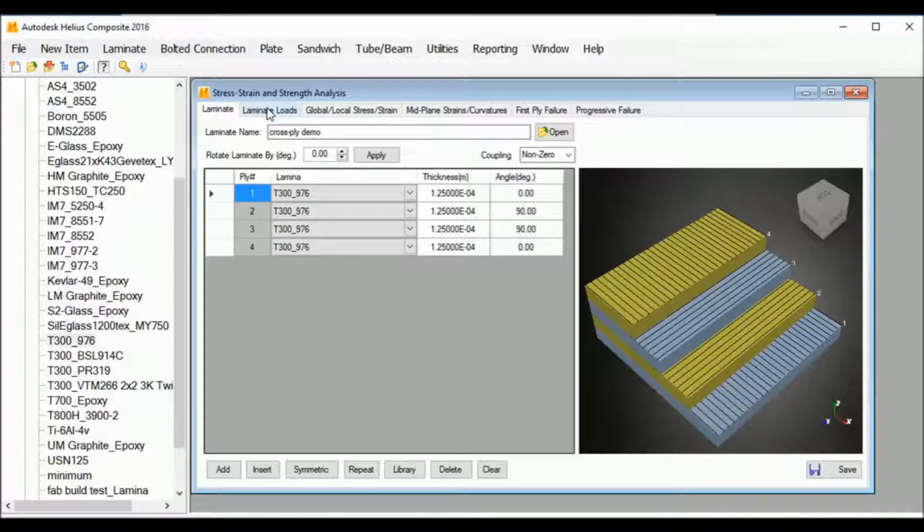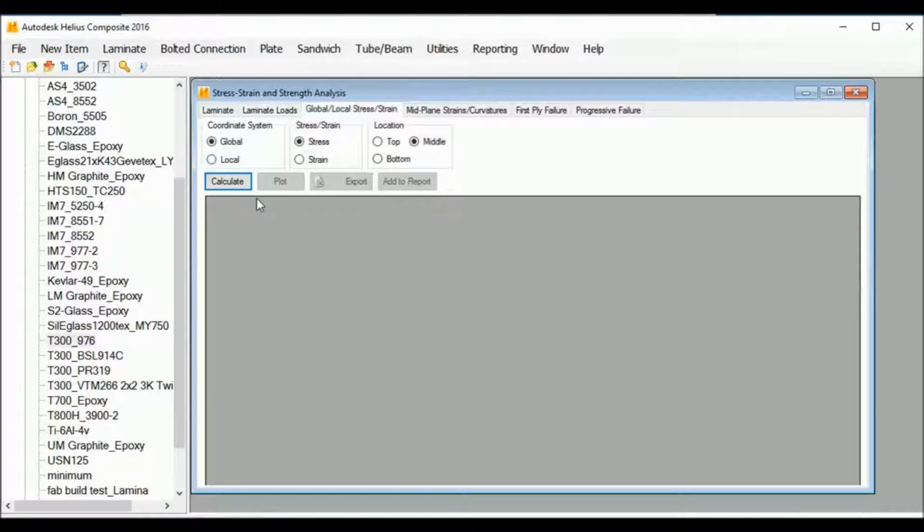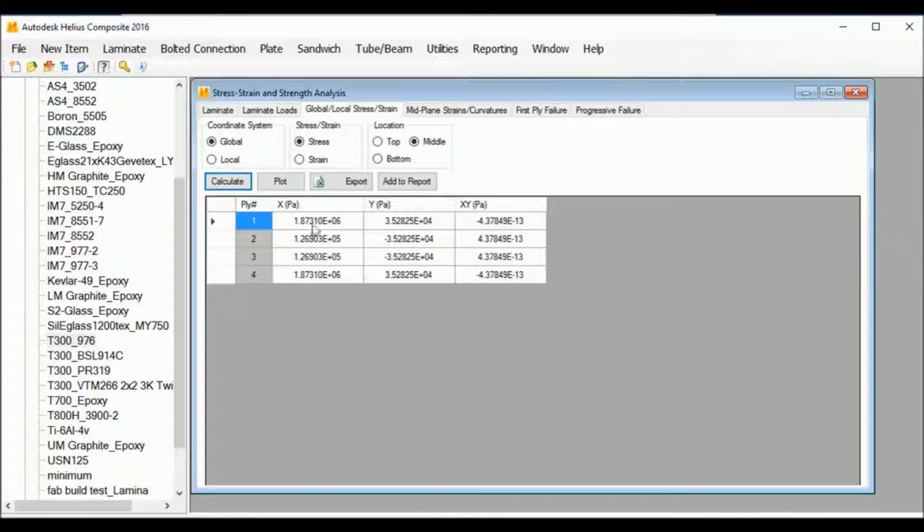So let's first of all apply an arbitrary in-plane tensile load of 1 megapascal, and see how the laminate responds to this applied stress. The first tab gives us information about what's happening on a ply-by-ply basis in the global coordinates and also in the local coordinates. The global coordinates are x and y, so these are the stresses in the x and y directions, and also the xy shear stress for plies 1 to 4.